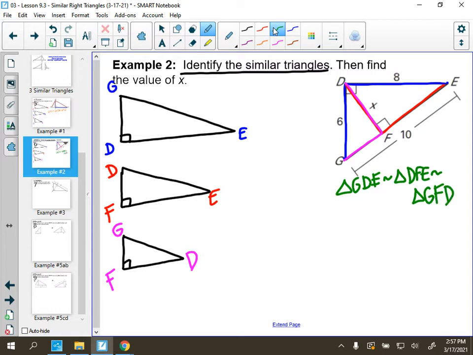So I get to finish just by easily copying down, because we put in a little bit of effort to label those all out. Okay, so that's the first part: identify the similar right triangles.